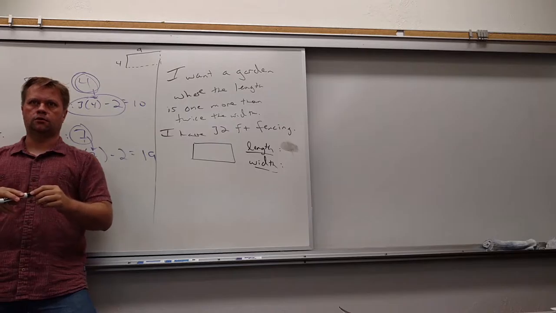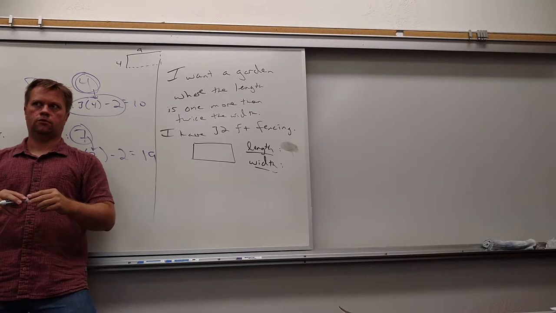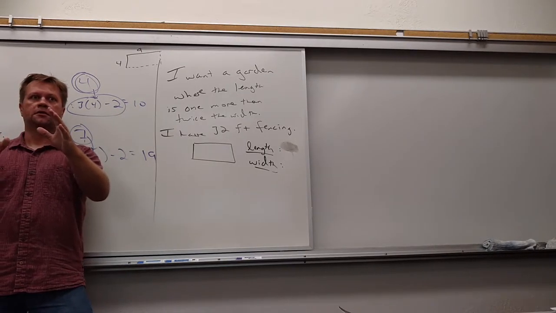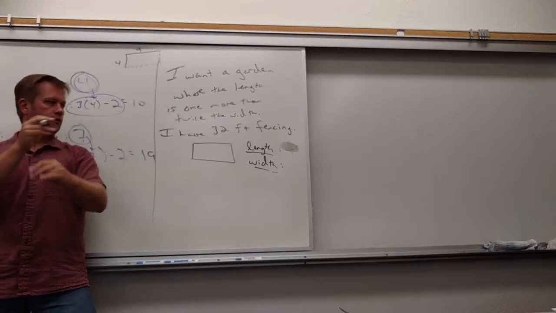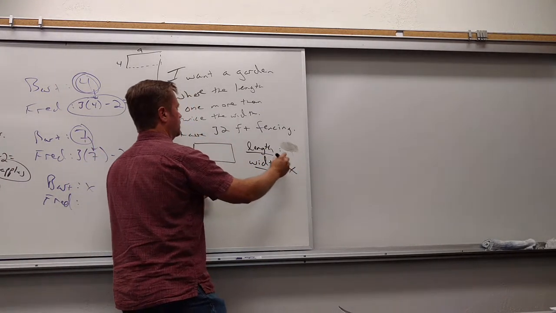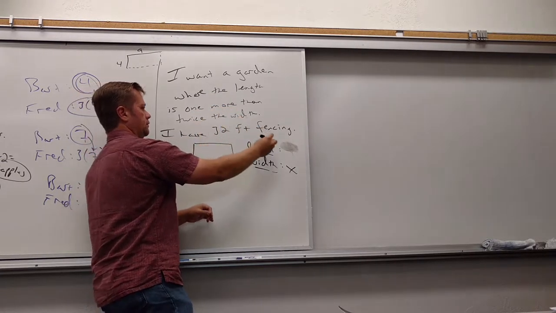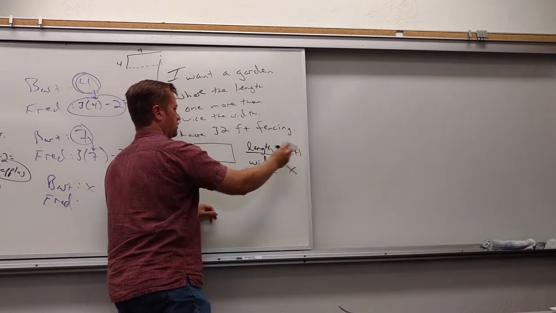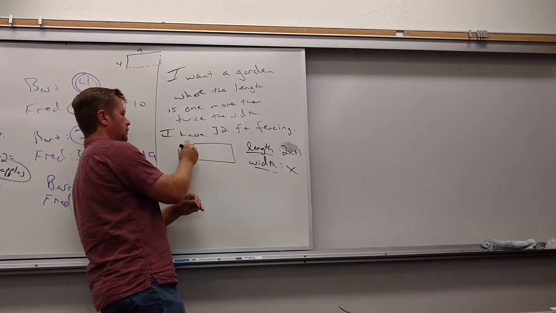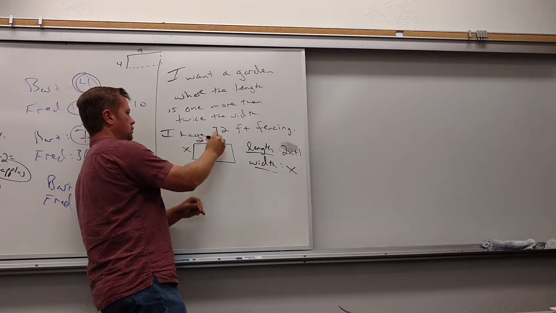Stop for a second. Okay. Cool. So I have the width is X. So what's the length going to be? 2x. Yeah, one more than twice. So 2x plus 1. So now you can label this. Here's X. Here's 2x plus 1.